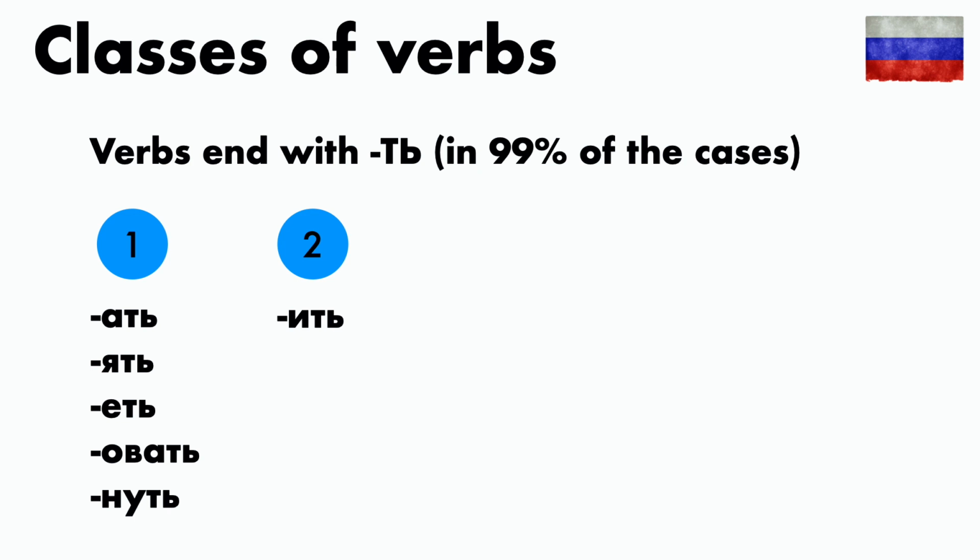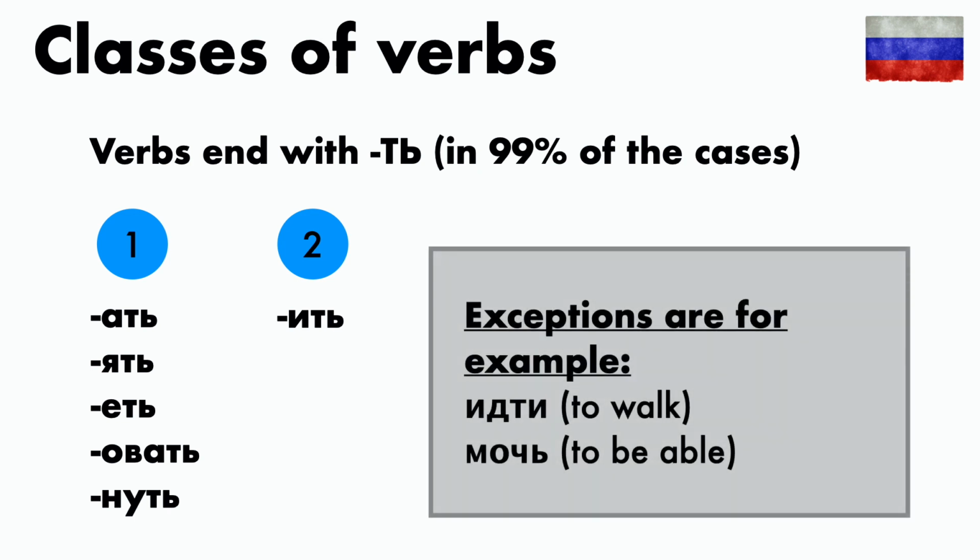The first class or category are all verbs with the following endings: ать, ять, еть, авать, нуть. The second category is formed by all the verbs with the ending ить. As I said, virtually all verbs end with ть. But obviously, as for every rule, you have some exceptions.